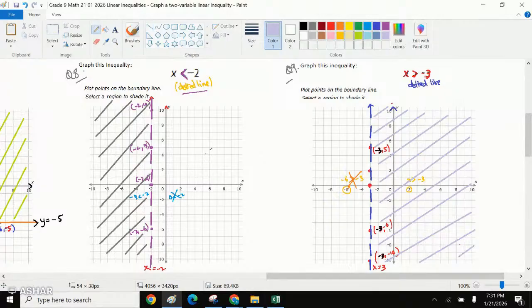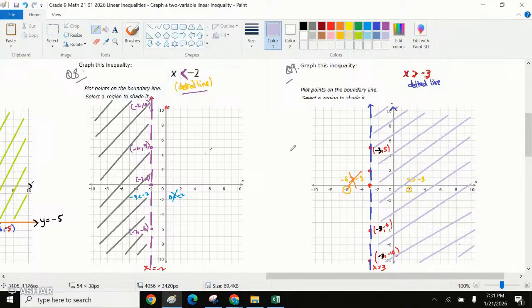Any value on the right side of the line x equals 3 will have a value of x that is greater than minus 3. It could be minus 2, minus 1, 0 till 10 and so on. But it will never be equal to minus 3 because we don't have an equal sign, and it cannot be less than minus 3 because the inequality says it is a greater than sign.